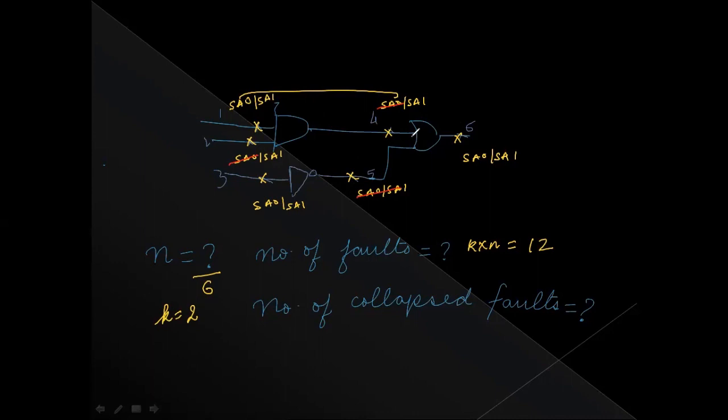For this OR gate, the reduction is that I have to retain SA1 at any one of the inputs. So I retain this. This is already cut and this is already cut. So what I am left with is 1, 2, 3, 4, 5, 6, and 7. There is some more reduction I missed. So like this, from 12 faults we get the collapsed set.